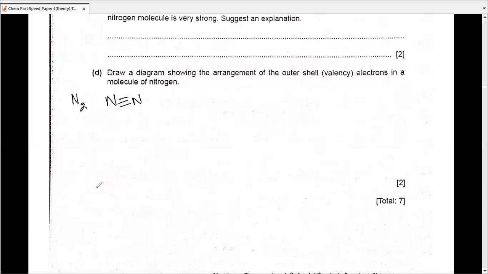So we have to draw the arrangement of the outer shell, right? We have to draw the arrangement of the outer shell only, right? Right, that is correct. Since it's mentioned in the question, you can't do any other way.